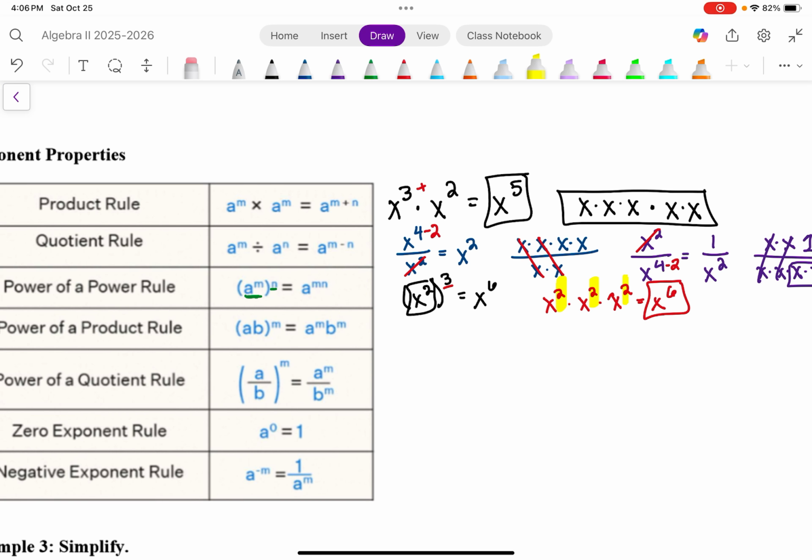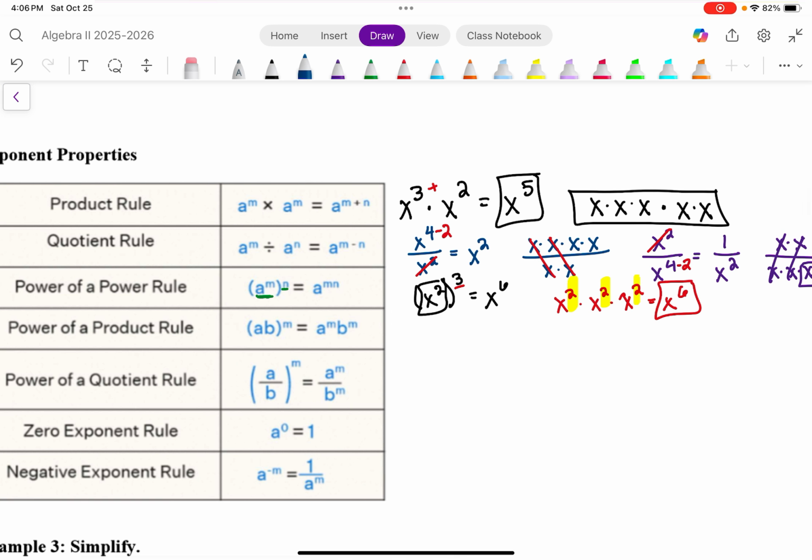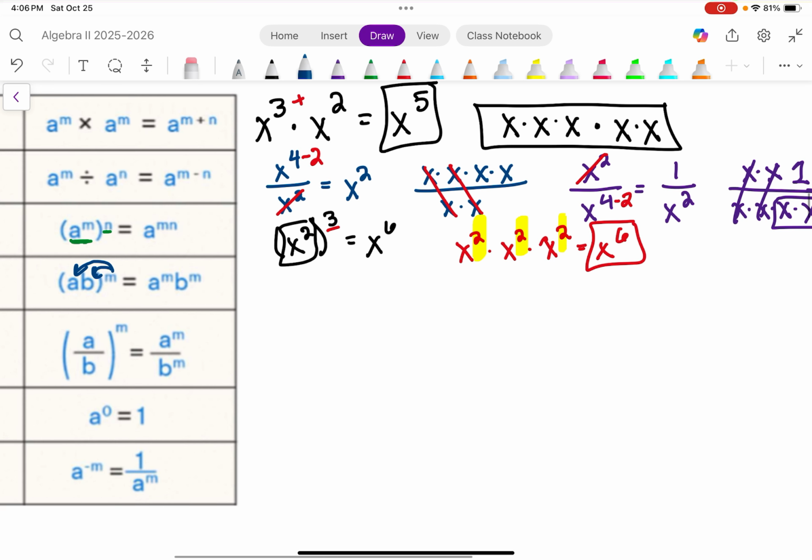Okay. Our next one, we have a product of or power of a product rule. So if we have an exponent, it is applied to both parts. So whether it's 2 variables or a coefficient and a variable, the exponent on the outside has to be applied to everything in the parentheses. And what that would look like is if we had a problem, let's do 2x raised to the power of 2.